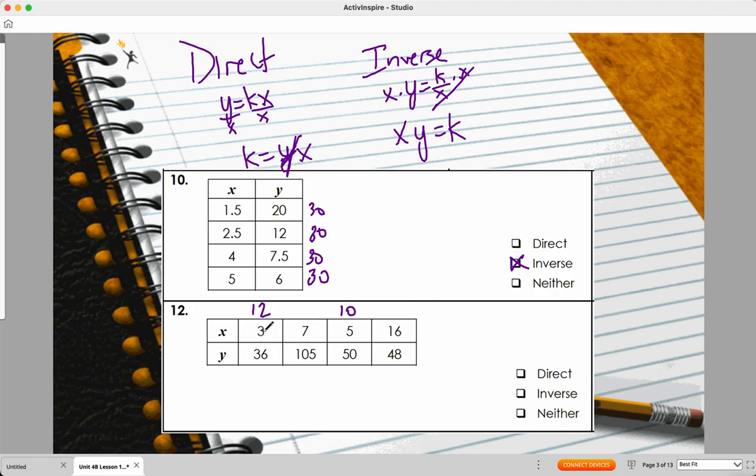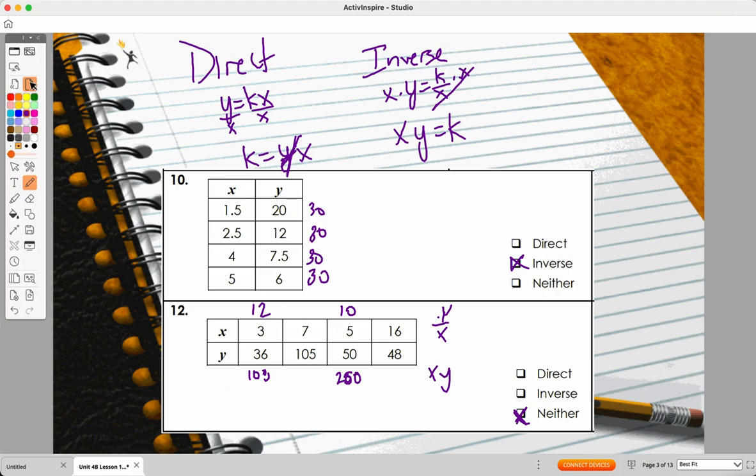Let's try inverse variation. 36 times 6 is 108. And another one over here, this is 250. They're not the same. So it's not division, it's not y over x, and it's not x times y. That's when it's neither. But when you're talking about these, you have to check both relationships.